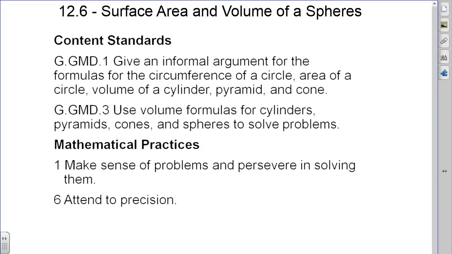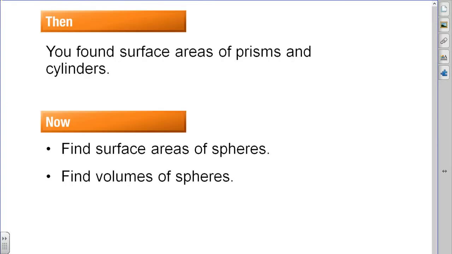Okay, so here's the video for section 12.6, surface area and volumes of spheres. To be honest, most of this is really just two formulas and kind of working out the two formulas. So we found surface area and volumes of prisms and cylinders. Now we're going to do the same thing for spheres.